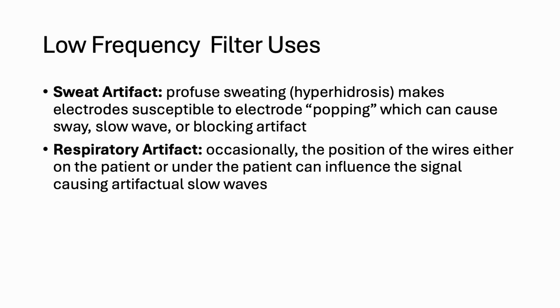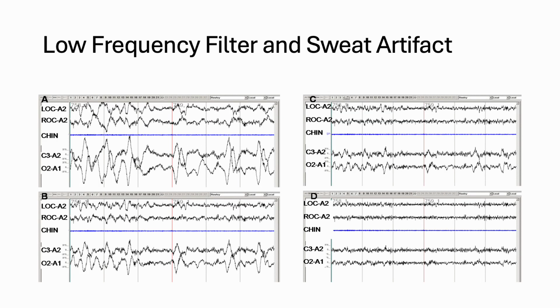Also, respiratory artifact. Sometimes the wires are under the patient, or trapped under something, and that can influence the signal, because as they're pulled taut against the patient and they breathe in and out, that wire is moving. So sweat is slow wave artifact, and respiratory is also slow frequency. So these are low frequency filters. We take out those low frequencies that are artifactual. That's why we use a low frequency filter.